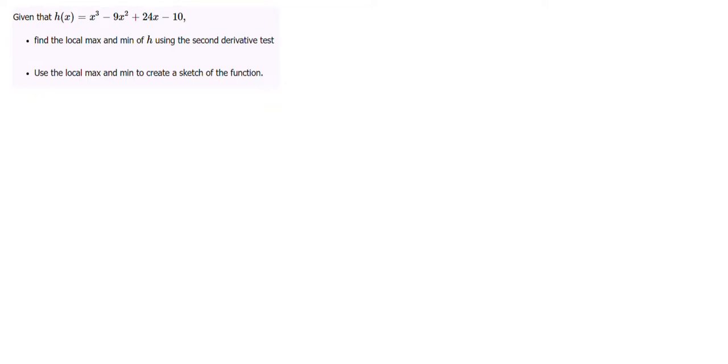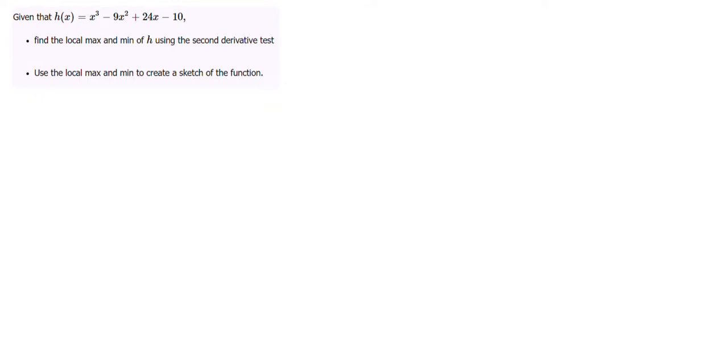So for the second derivative test, what we want to do first is find the first derivative and set that equal to 0, so we can find out where the slope is actually equal to 0 to figure out where we have either a max or a min. Then we use the second derivative to figure out whether it's concave up or concave down. And that'll tell us whether we're dealing with a local maximum or a local minimum.